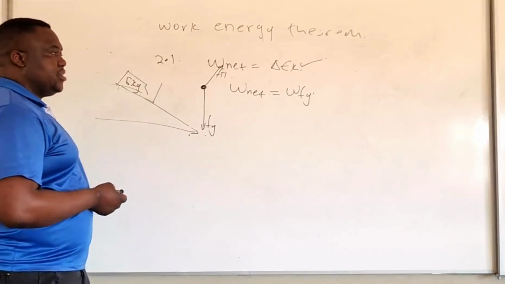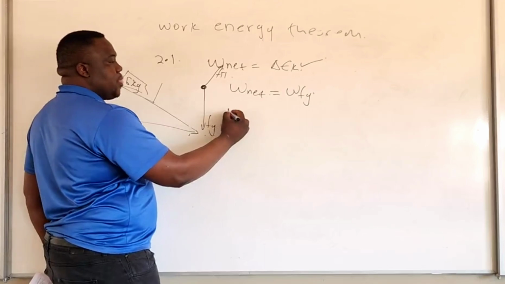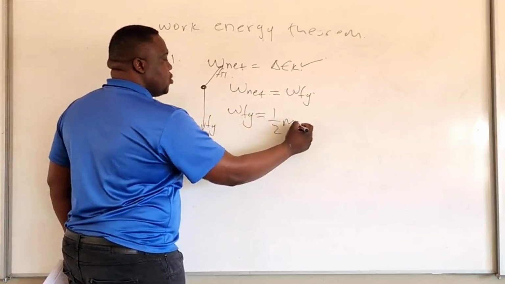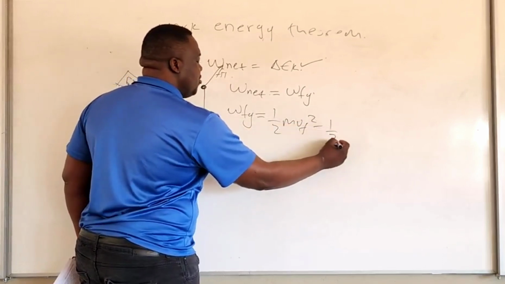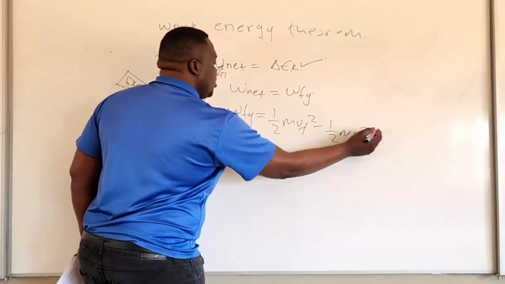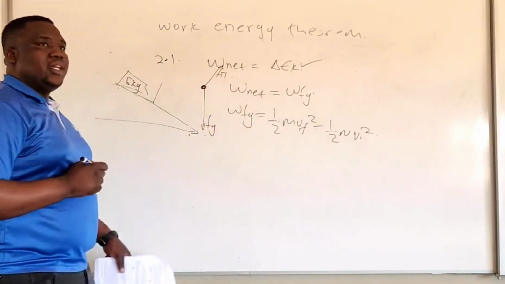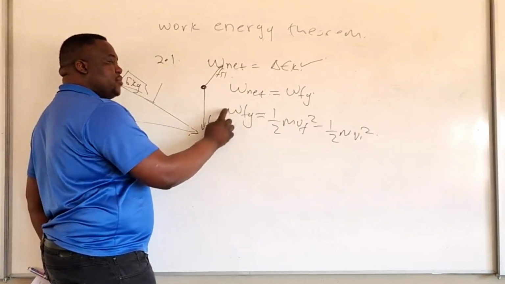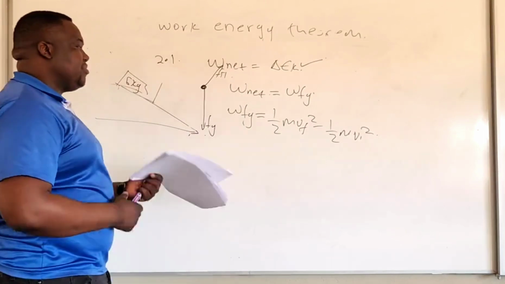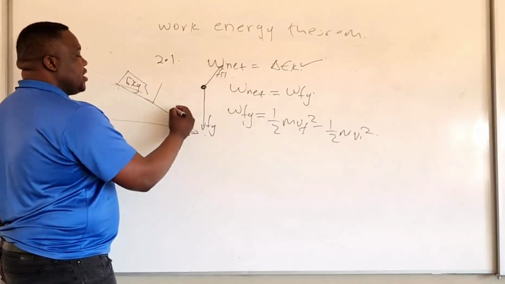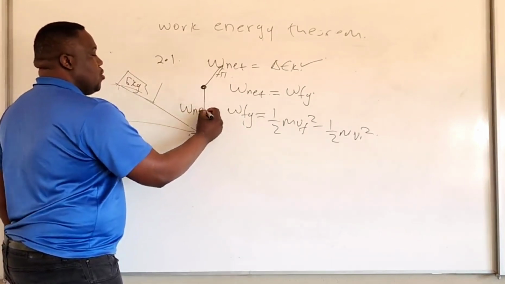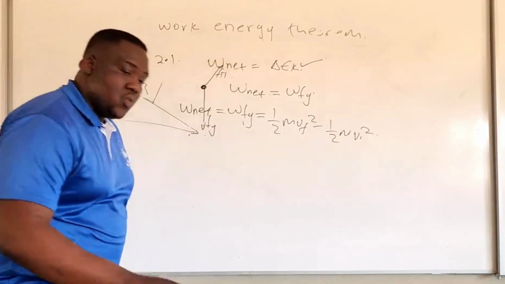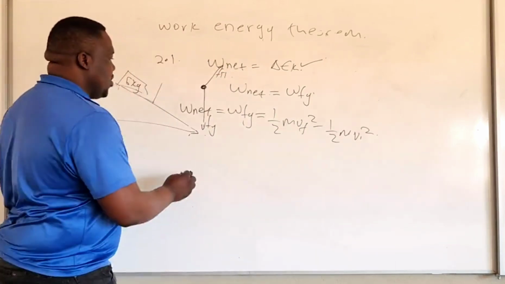What does it mean? It means that work done by gravitational force is going to be 1 over 2 mvf squared minus 1 over 2 mvi squared. I hope you can see this, that why am I saying work done by gravitational force? Because work net is equal to work done by gravitational force. I can write it so that someone who does not understand can see what is happening.